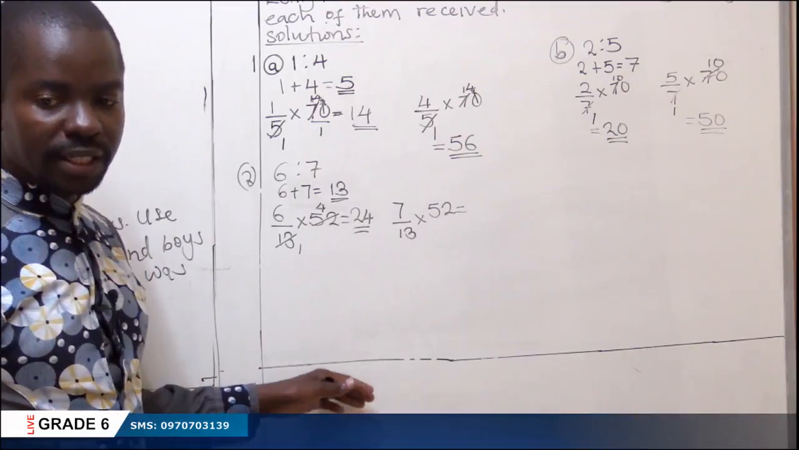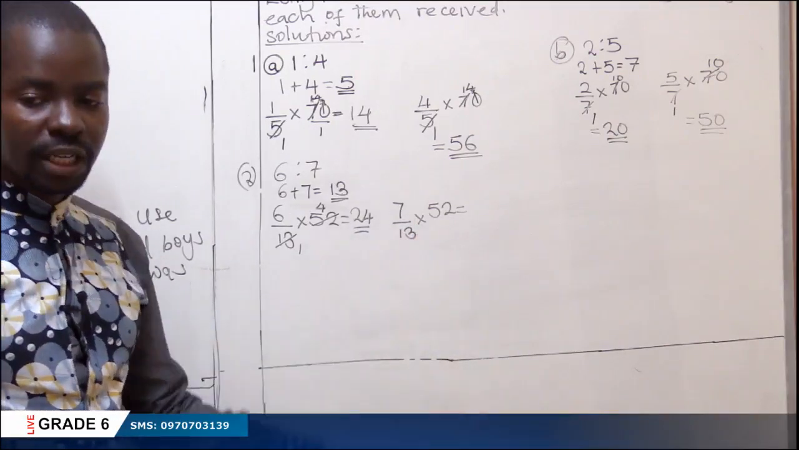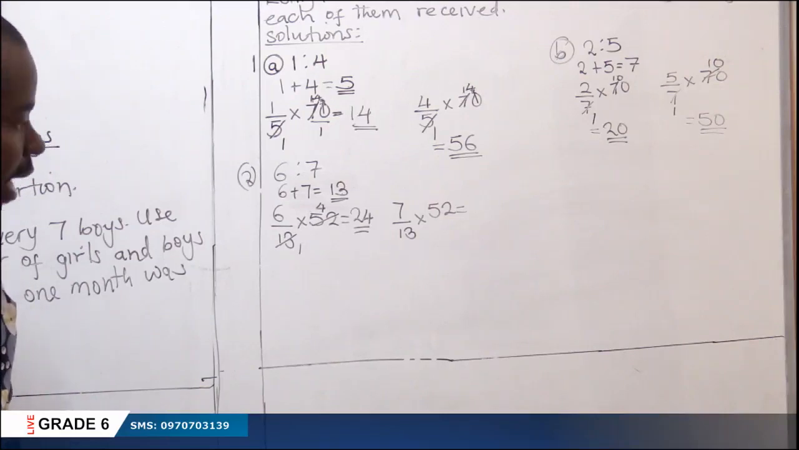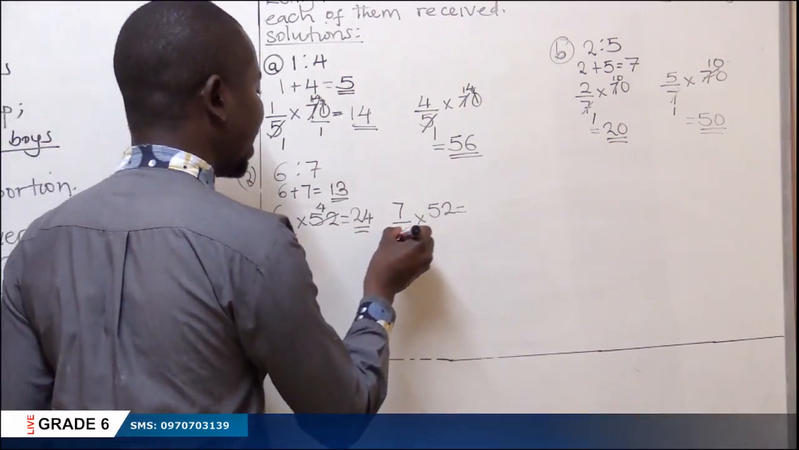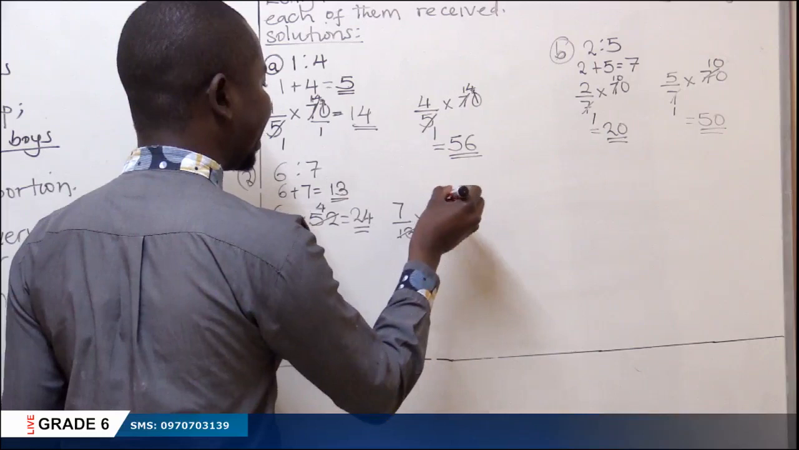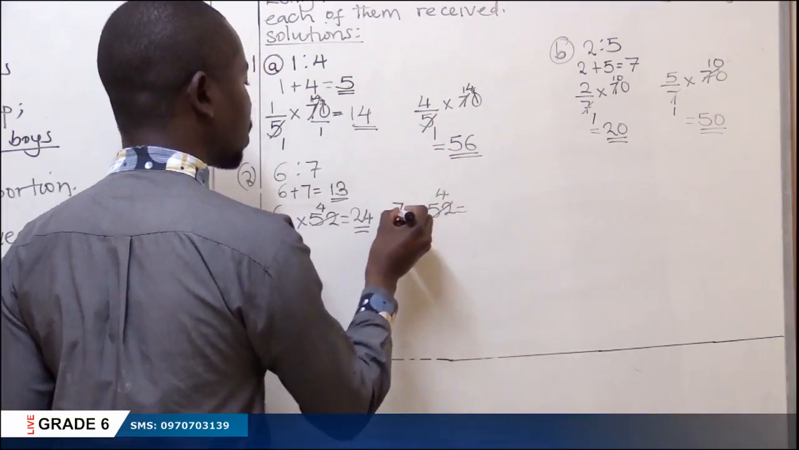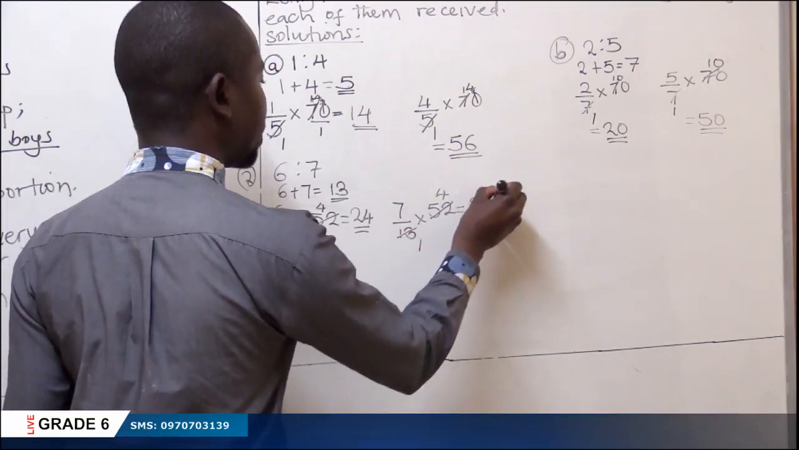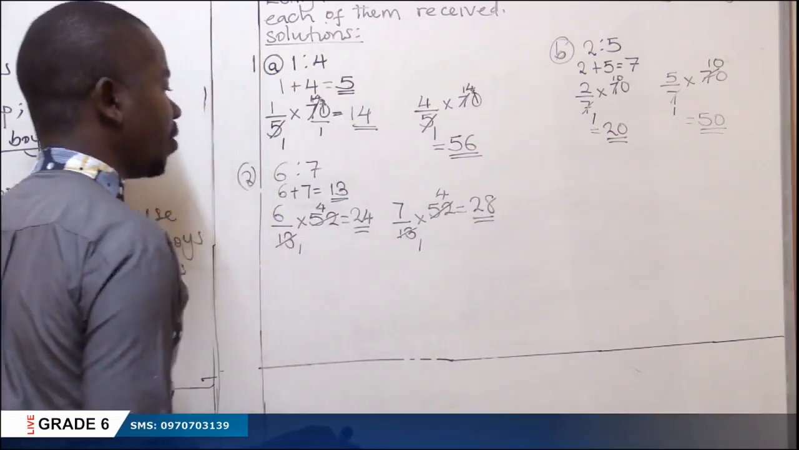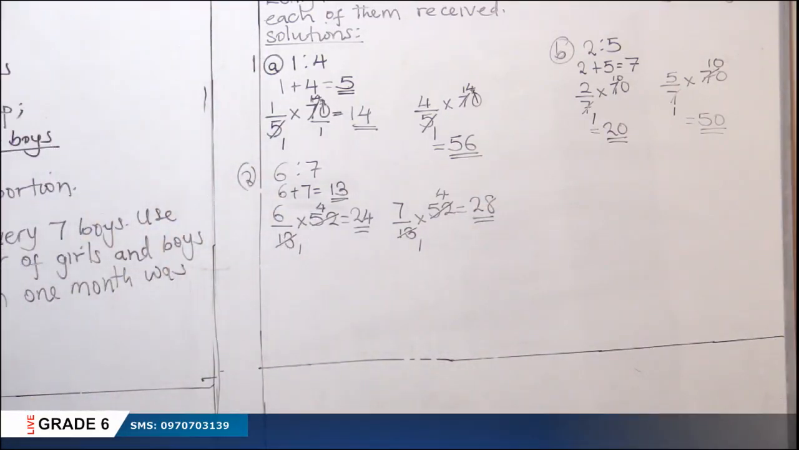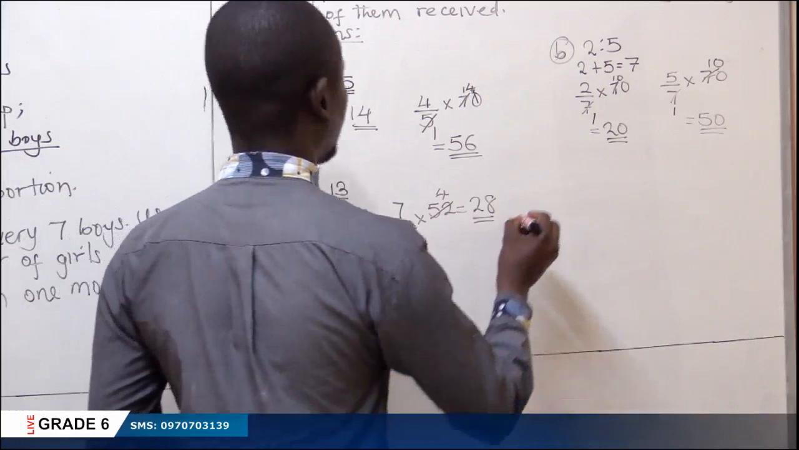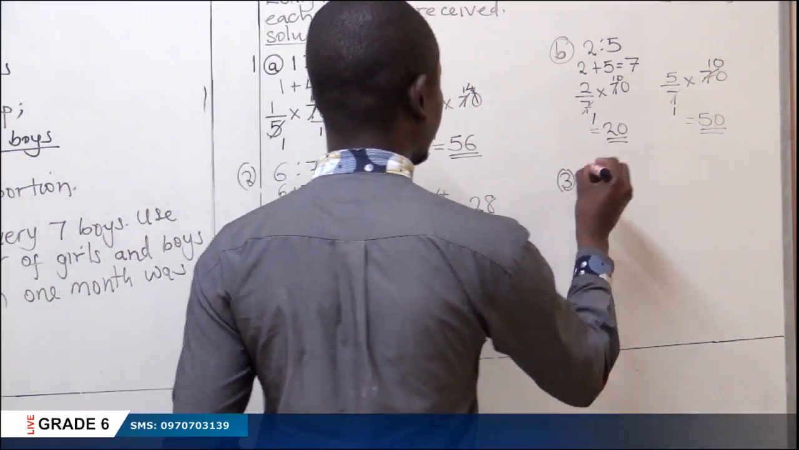We also have 7 over 13 times 52. 13 into 13 is 1, 13 into 52 is 4. So 7 times 4 will give us 28. So we've solved number 2. Let's go to number 3, boys and girls.